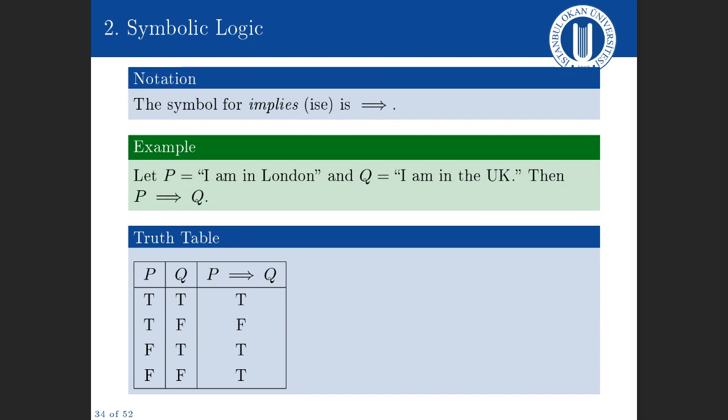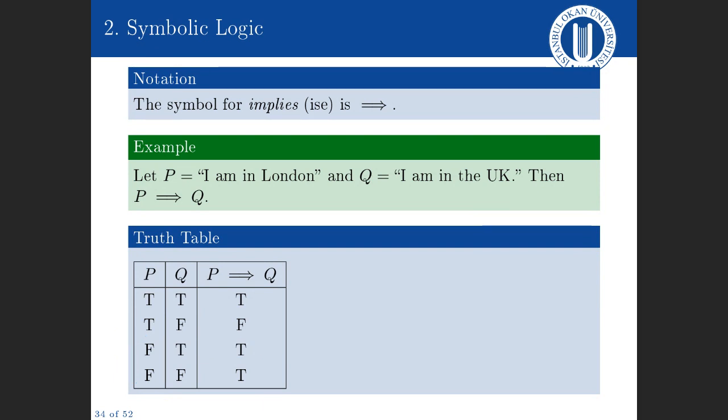Now let's look at the bottom two lines together. If P is false, then P is not true, so there's nothing to do. We only use implies if P is true. So automatically P implies Q is true if P is false.